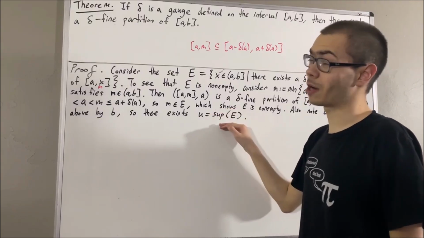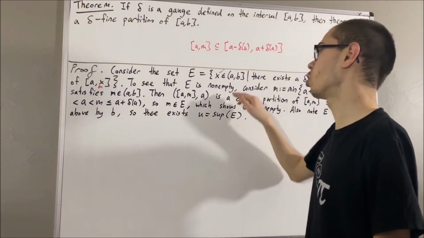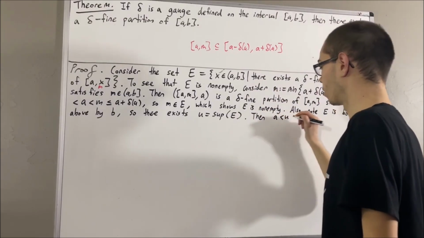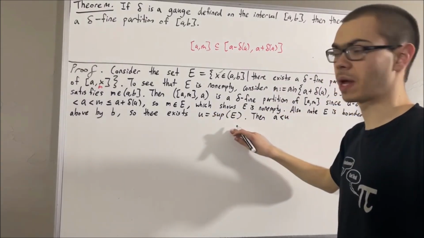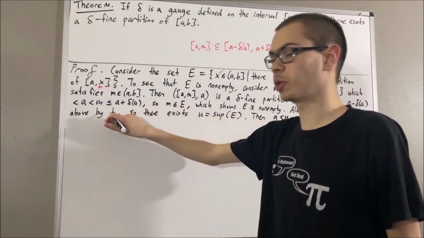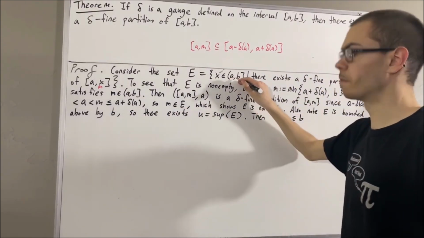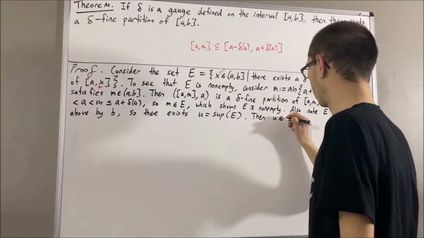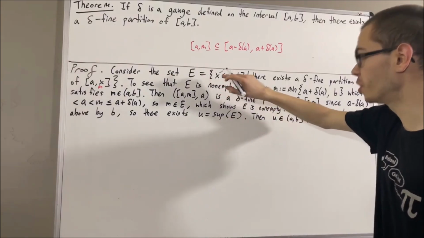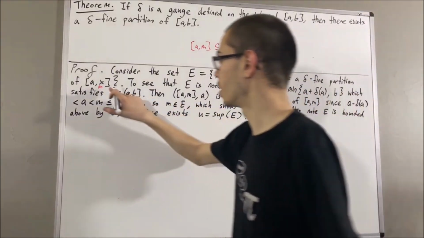Now, since U is an upper bound of E, this means U is greater than or equal to every element of E, which are all greater than A. So U is greater than A. But also, since U is the least upper bound of E, and B is an upper bound of E, then U must be less than or equal to B. So this shows that U is an element of this interval. So U satisfies this property. And the claim is that we can show U is an element of E. So we can show that there exists a delta-fine partition of A comma U.